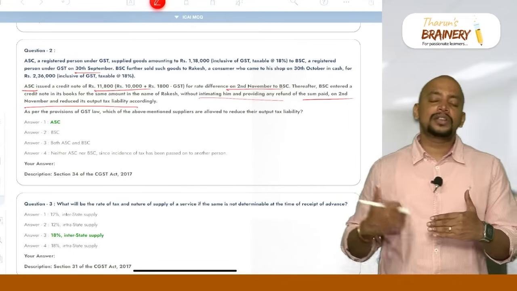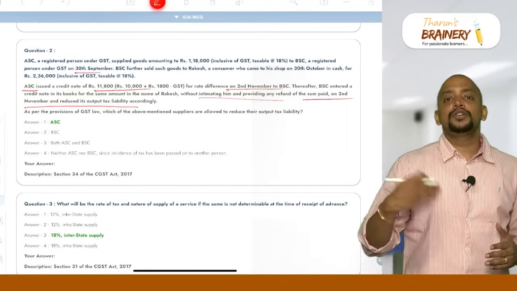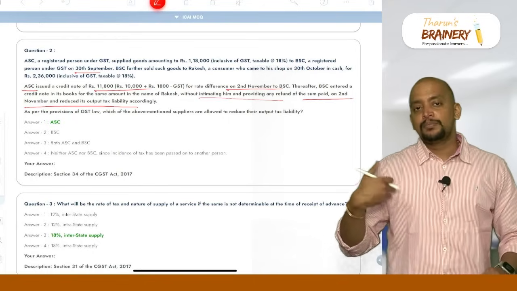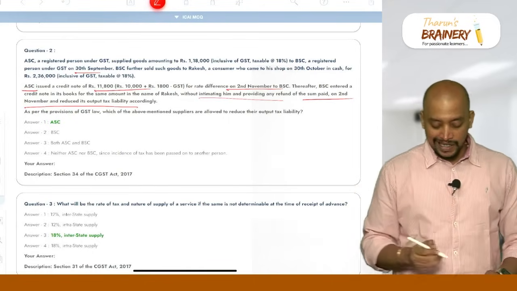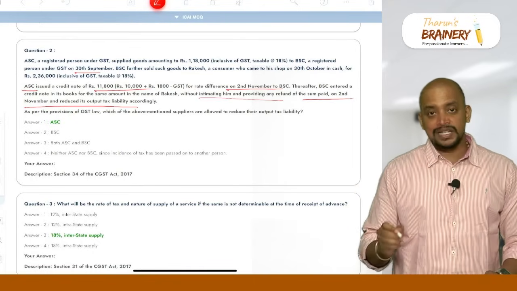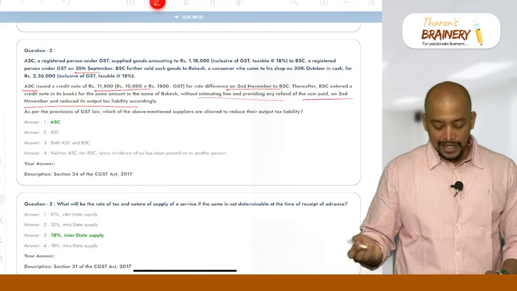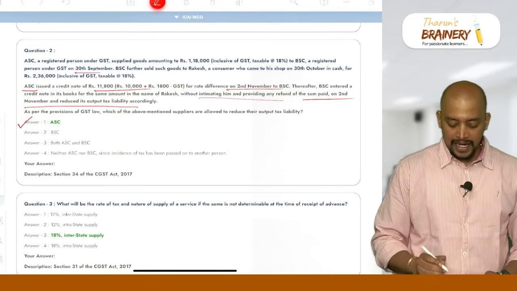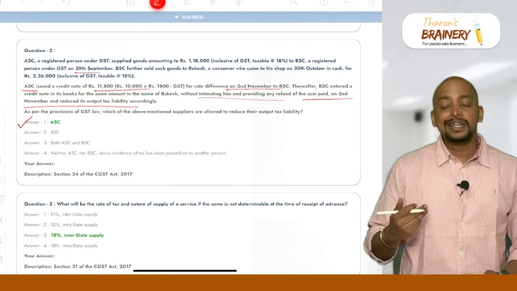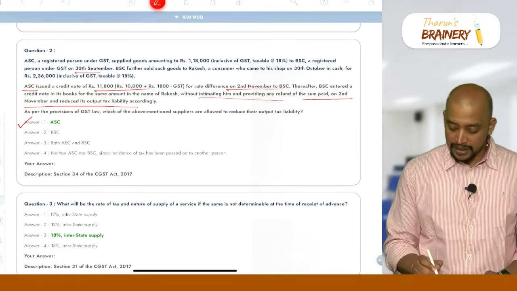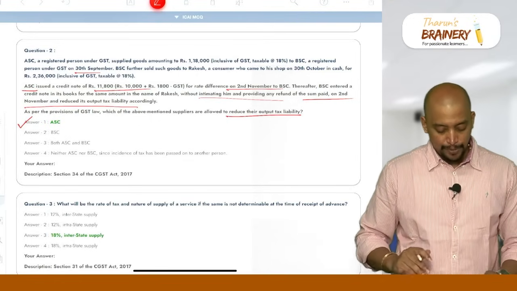See, with a credit note, the liability gets reduced only when you pass on the benefit to the recipient by way of refunding the full amount. Here ASC gave a full refund to BSC, but BSC did not give it to Rakesh. So only ASC can issue the credit note, and that will lead to reduction in liability. But for BSC it is not possible.